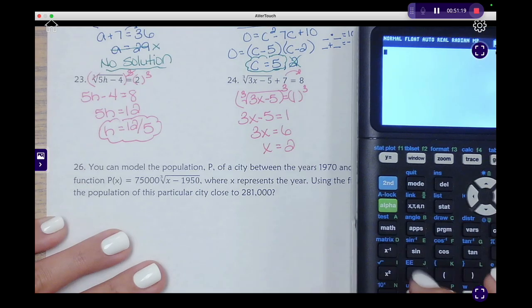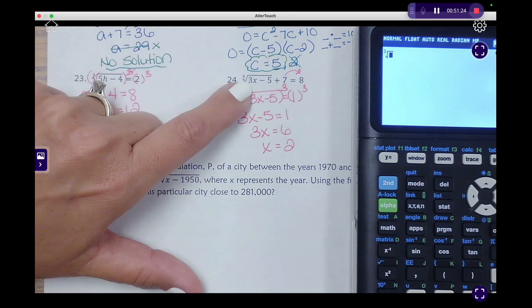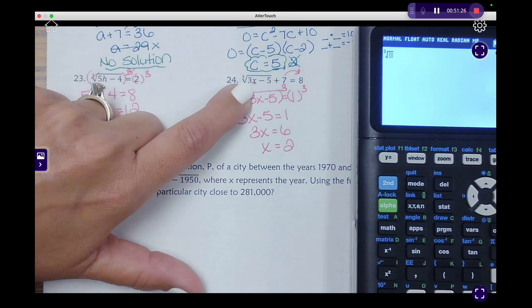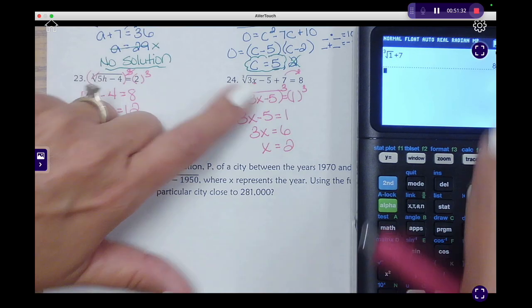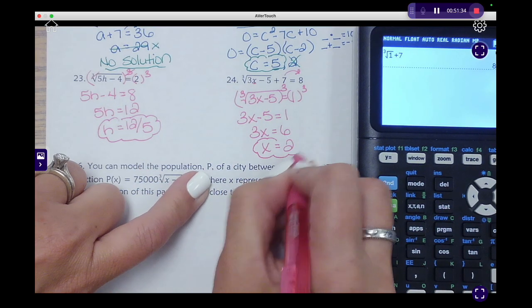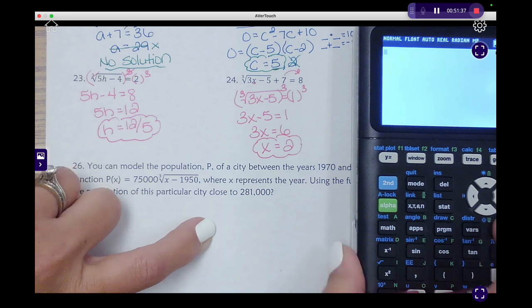Again, double check. So I'm going to have the cubed root. And if I plug in a 2 right here, 3 times 2 is 6. 6 minus 5 is 1. So I have the cubed root of 1 plus 7. It does give me 8. So that answer works.